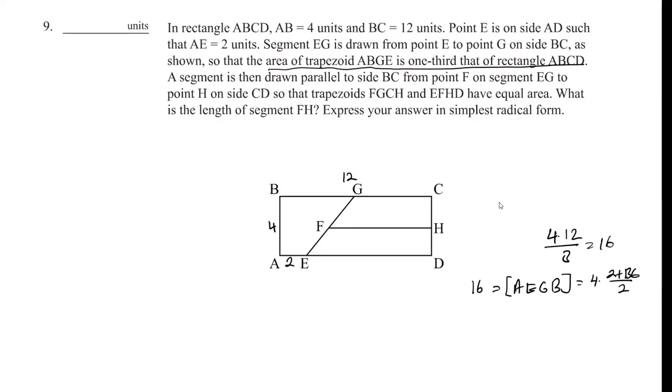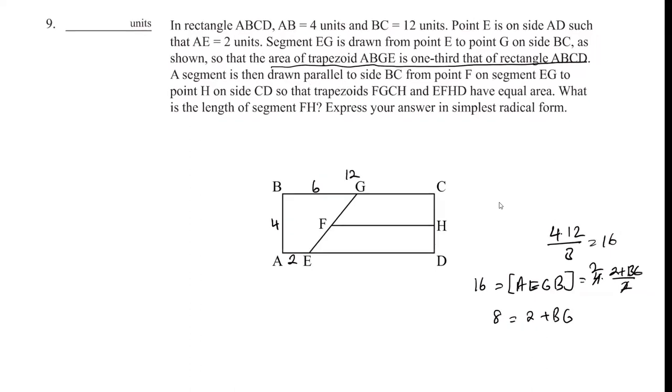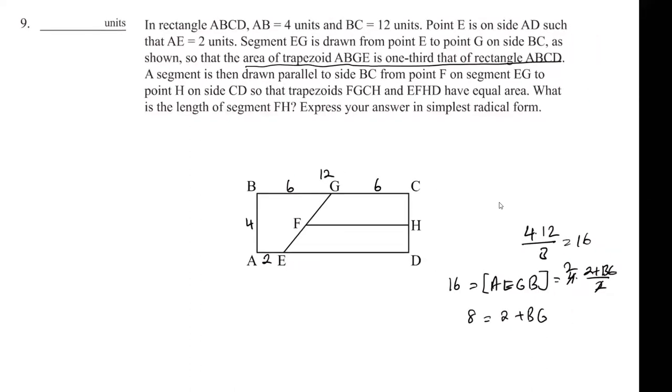So that means I can cancel these. So that's 8 equals 2 plus BG. And that is going to be 6. Okay, this is good. So we got BG as 6, and that means GC is also 6 because we do know BC was 12. So that might be useful.